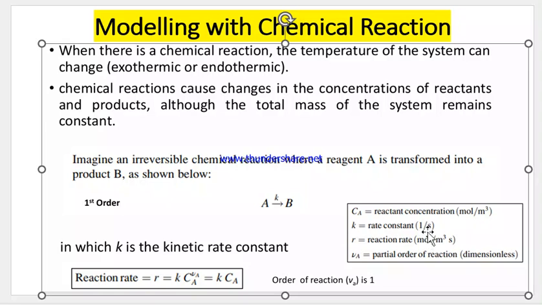If it is second order, the unit will change. The reaction rate is always mole per meter cube second, and the order of reaction is there. The point here is that we need to pay attention to the unit that changes, especially for the rate constant, when we are dealing with first order or second order. But one thing is very constant in all of this.